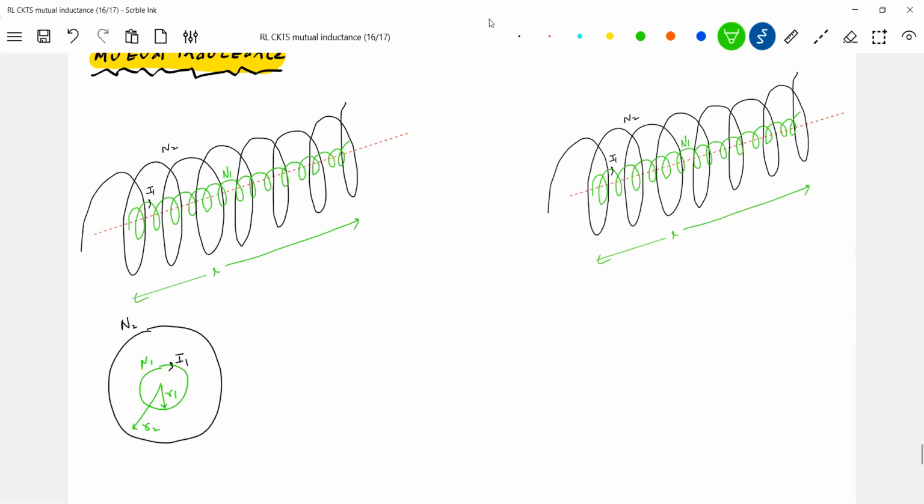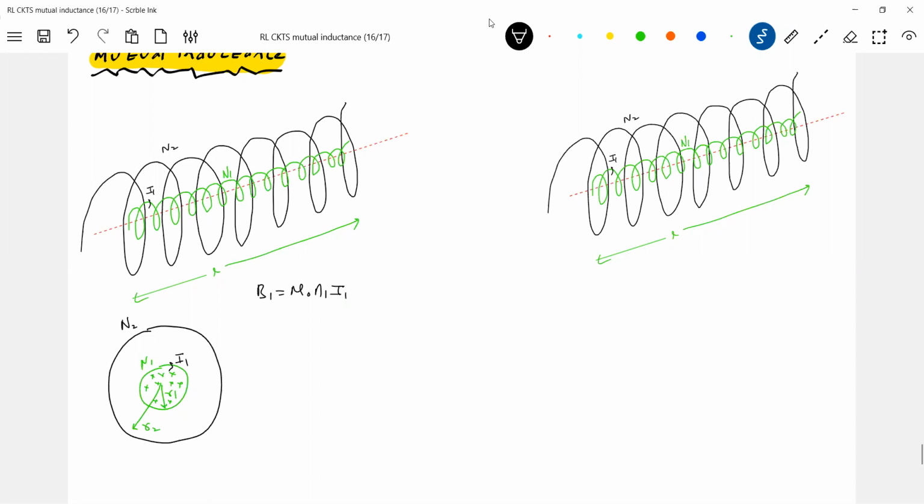So I'll show with this one green color. It will produce field only inside the solenoid, and that is B1. So what is the value of B1? B1 will be mu naught N1 I1. So what is the flux linking the other solenoid?